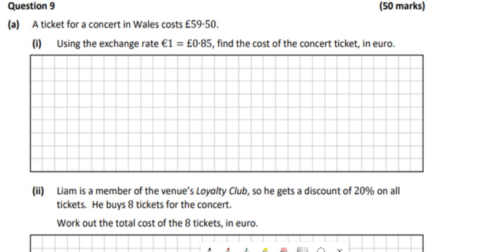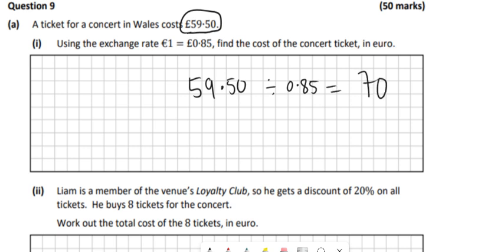Hi folks, this is question 9. First one, we're just converting 59.50 back into euro. So what we do here, we just do 59.50 divided by the 0.85, and that gives us 70. So 70 euro.